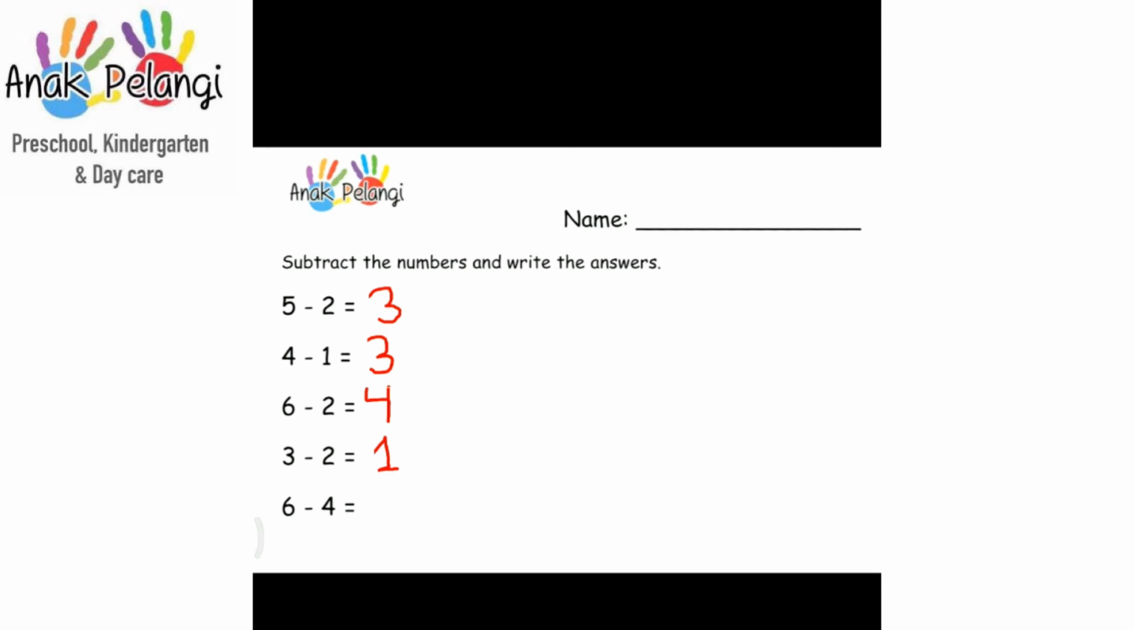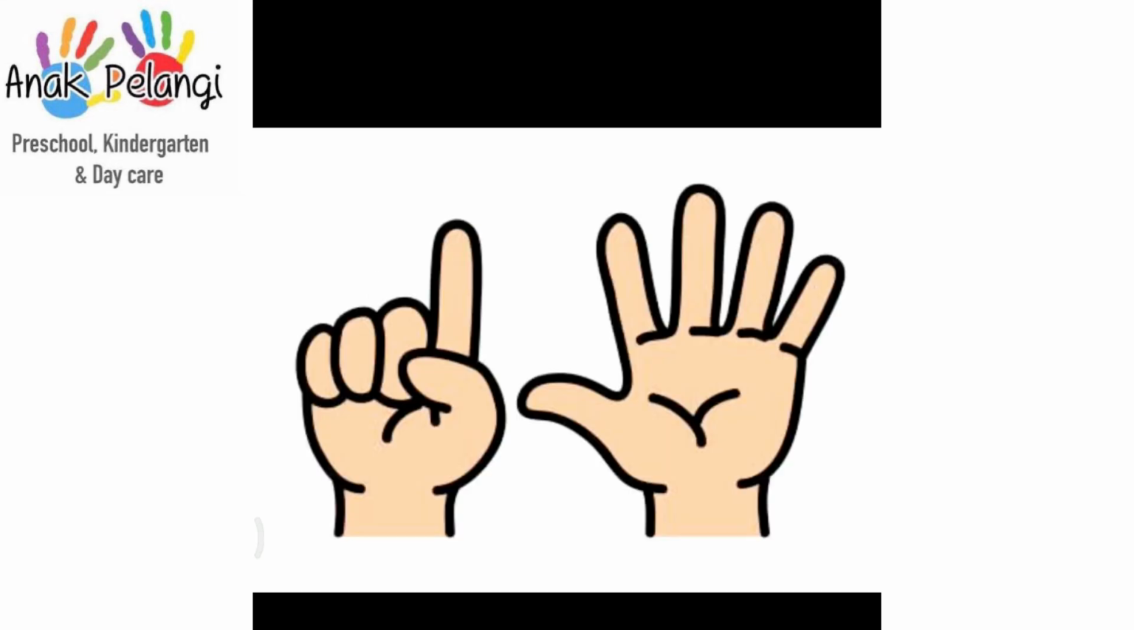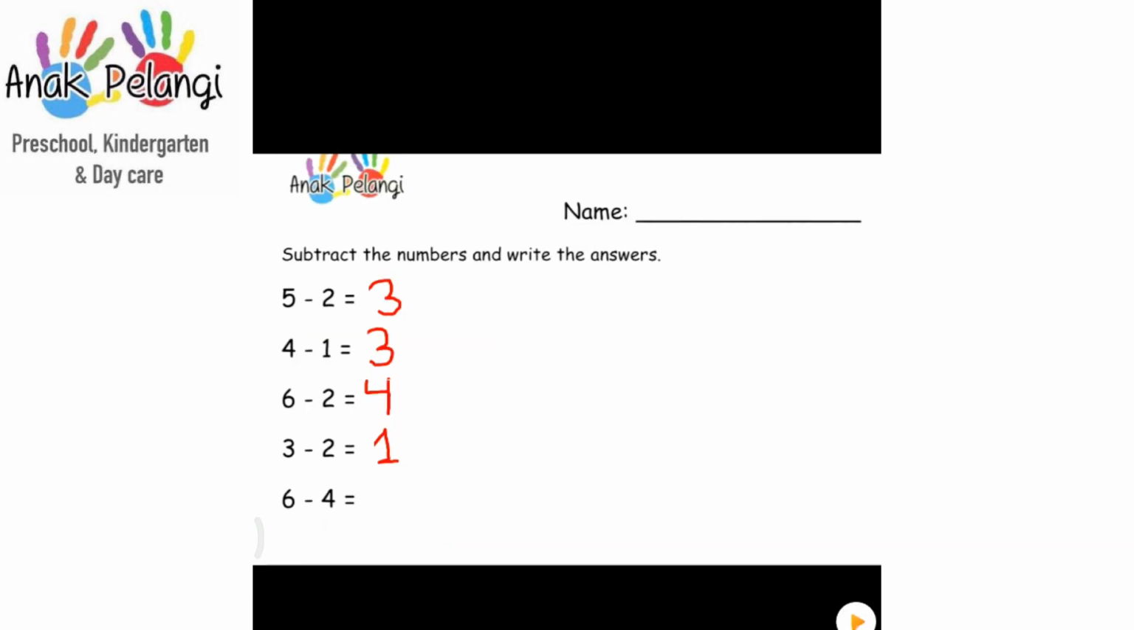Next, 6 minus 4. Count 6. Minus 4. 1, 2, 3, 4. How many do you have left? 1, 2. 6 minus 4 is 2. Write 2.